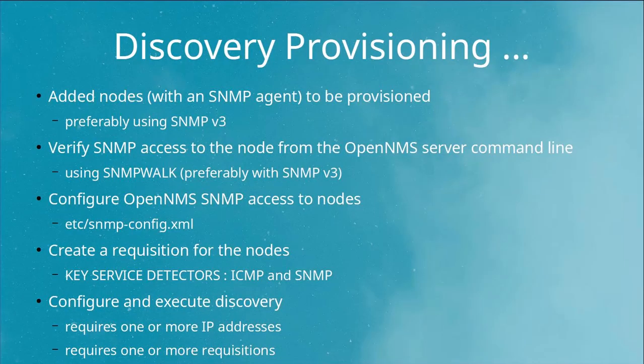To summarize discovery, nodes with SNMP agents exist in the target network. The nodes need to be accessible to the OpenNMS server via SNMP. OpenNMS needs to be configured to access SNMP on the remote nodes. A requisition should absolutely be created and linked to individual addresses, URLs, or IP ranges. Discovery is configured and executed. Discovery occurs on a repetitive basis.